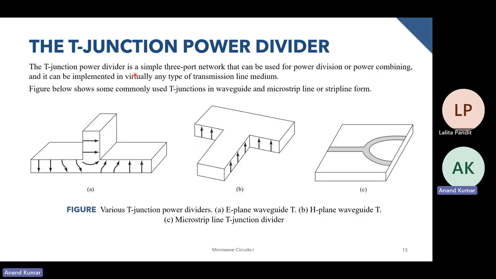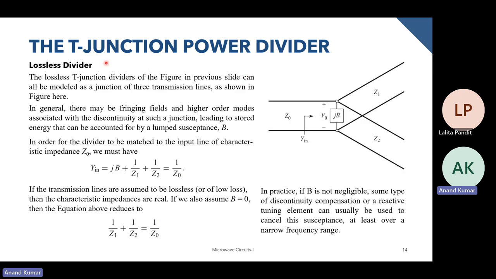And then we started with the T-junction power divider, where these are a few examples that we discussed. This is an E-plane waveguide T, this is an H-plane waveguide T, and this is a microstrip T-junction power divider. You can see T-junctions over here and here, so hence we call them T-junction power dividers.